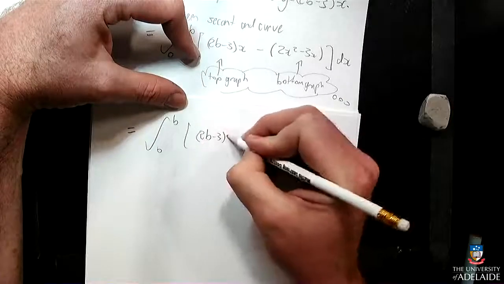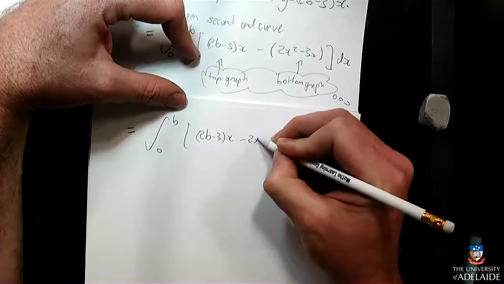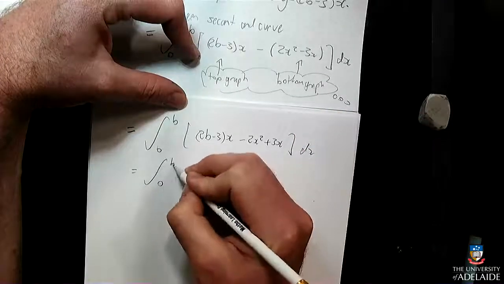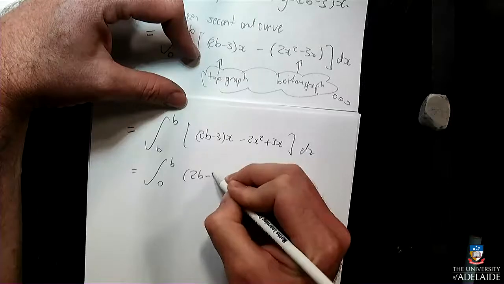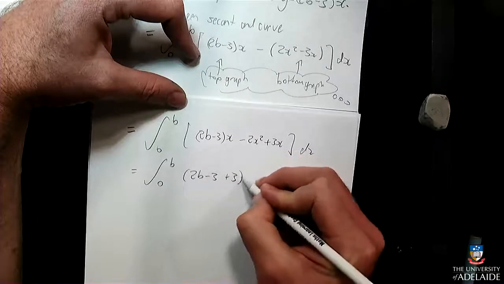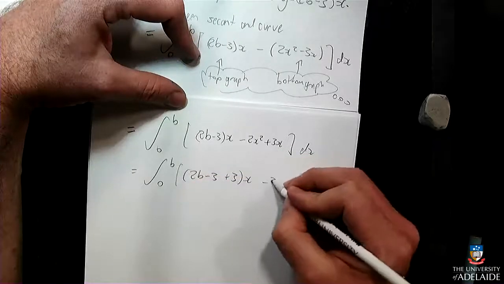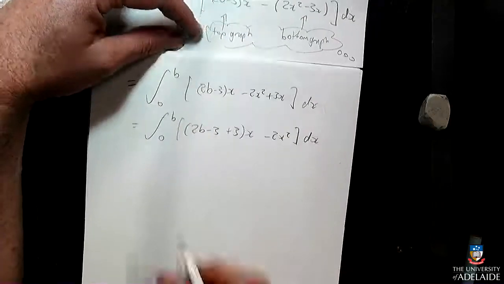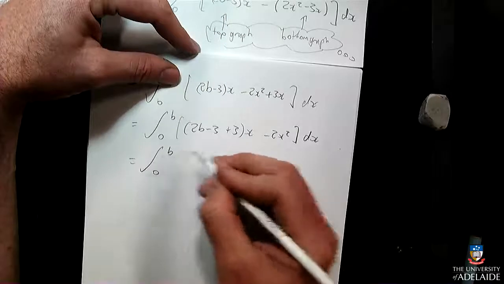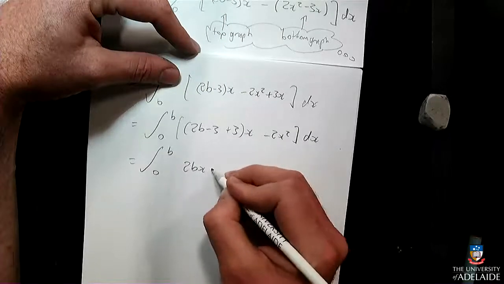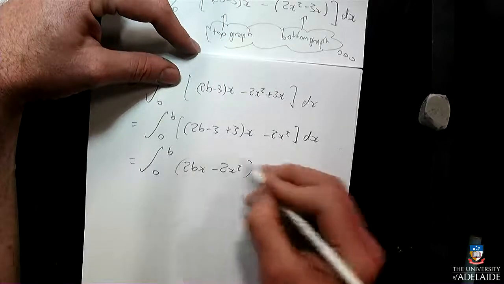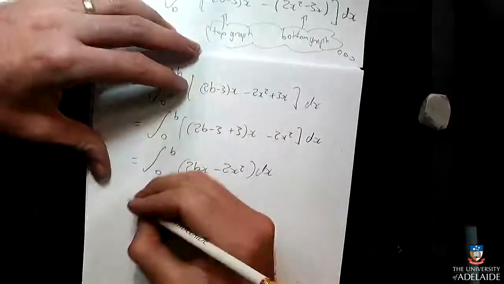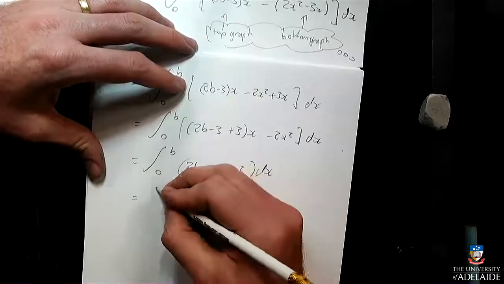2b minus 3x minus 2x squared plus 3x, which would be 2b minus 3 plus 3x minus 2x squared, which would be 0 to b 2bx minus 2x squared. Okay, that's cool. And so I can do that integral.